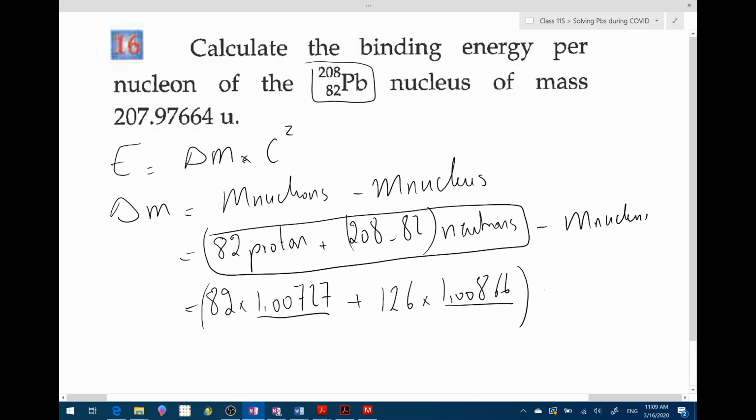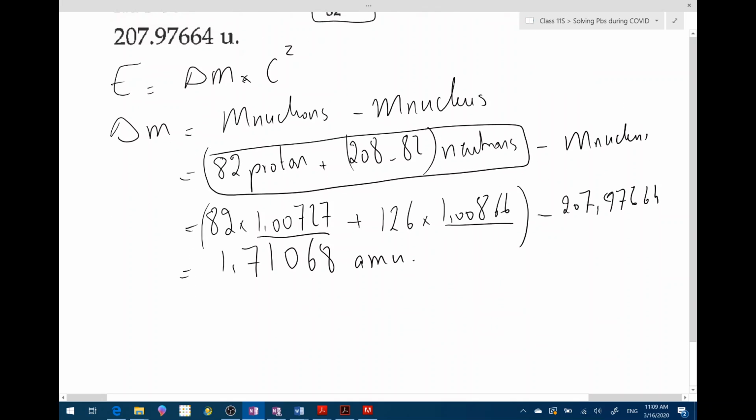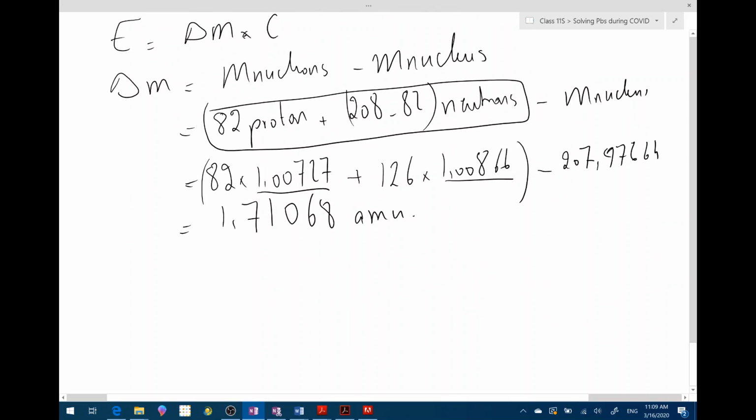Now, all those are given, minus the mass of a nucleus of lead-208, which is also given, 207.97664. And if I do the math, this would be 1.71068 atomic mass units. And this is delta M, the mass defect in AMU.